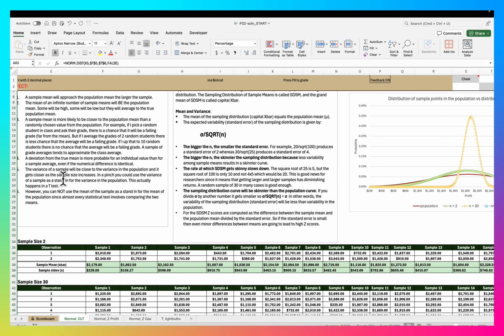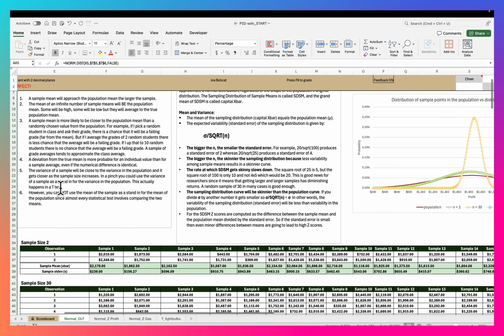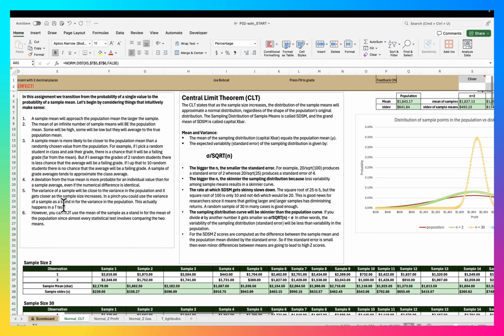So in a pinch, you could use the variance as a stand-in for the variance in the population, and this actually happens in a t-test and will happen in this exercise. However, you cannot use the mean of the sample as a stand-in for the mean of the population, since almost every statistical test involves comparing the 2 means.